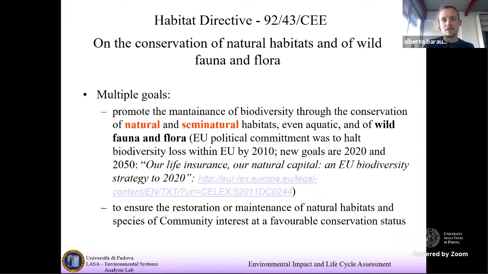There are other documents that you can find online about the EU policy approach. That's a good starting point. And in addition to protecting biodiversity, which means conservation, the EU also has the goal to restore, so to recreate, reconstruct natural habitats and species of community interest. We'll see what these things are in a moment.